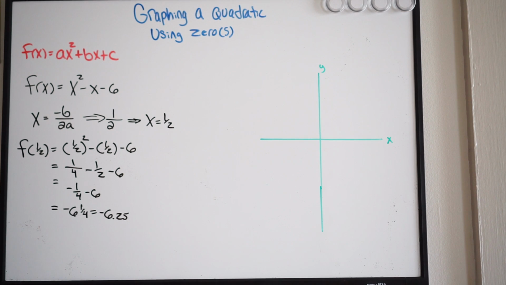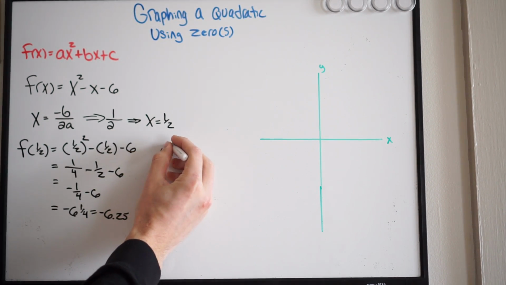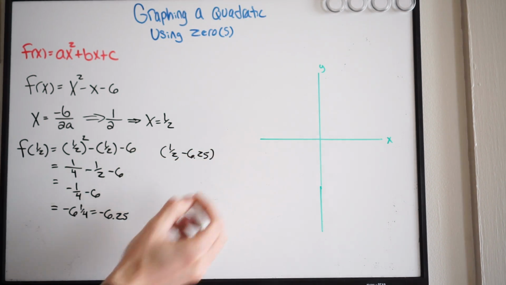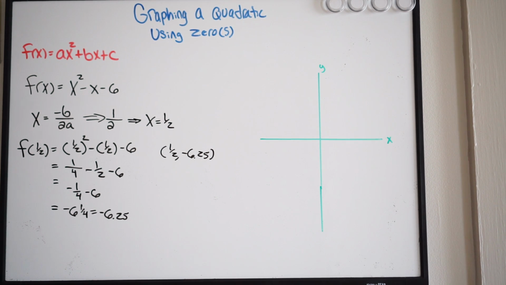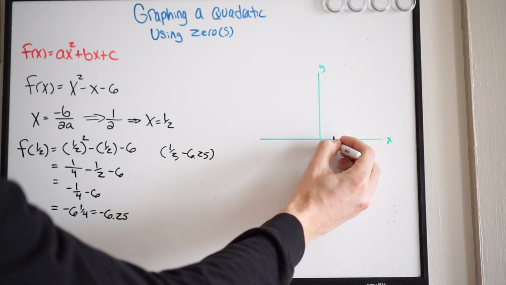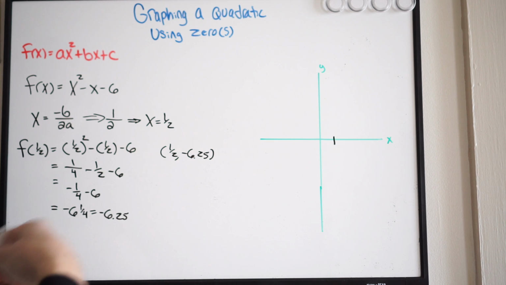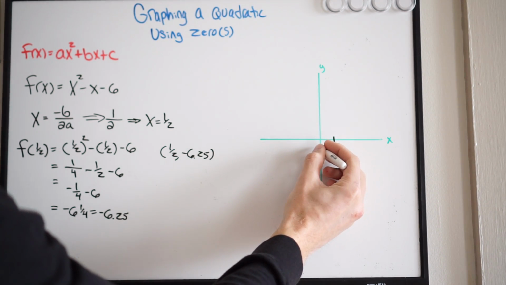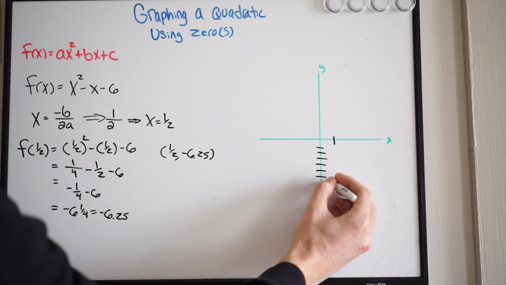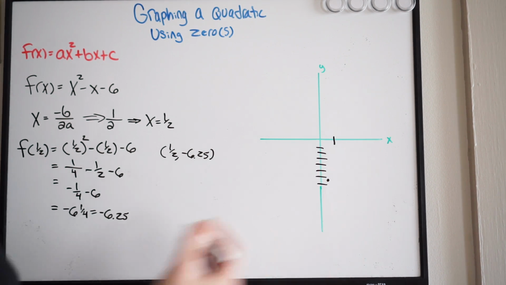Alright? So that is the point of our vertex. So we could simply write it like this: 1/2, negative 6.25. So at this point, we want to go ahead and graph that vertex point. So we're going to go over a half. So I'll say this is 1 right here. So we're going to go half that distance. And we're going down negative 6.25. So 1, 2, 3, 4, 5, 6, 7. We'll say we're right about here. Okay, so there is our point at 1/2, negative 6.25.